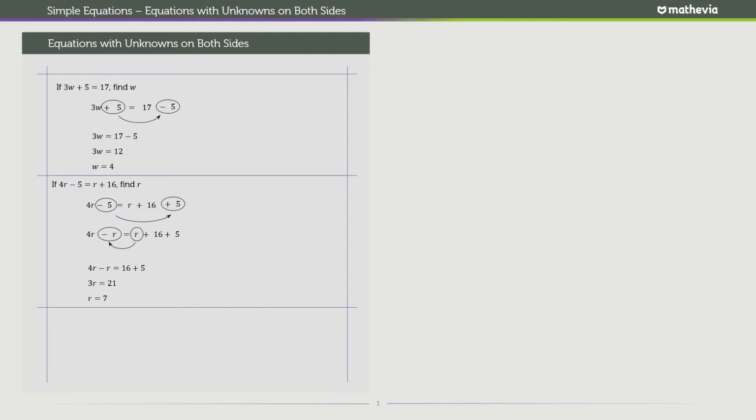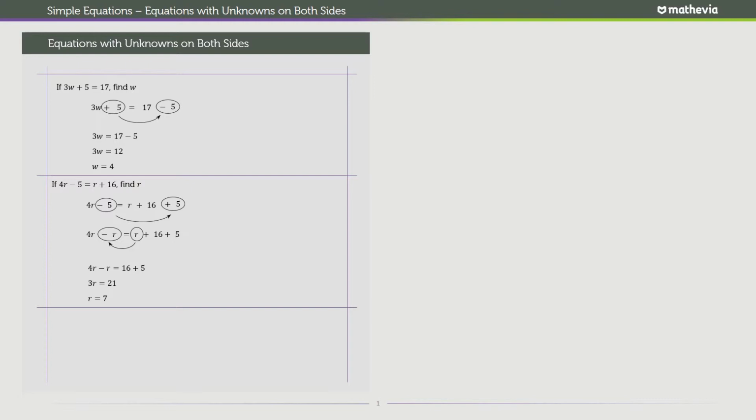Simple, straightforward. So basically, when you're faced with an equation that has an unknown on both sides, what you need to do is move all the numbers over to the right and all the terms of the unknowns over to the left.